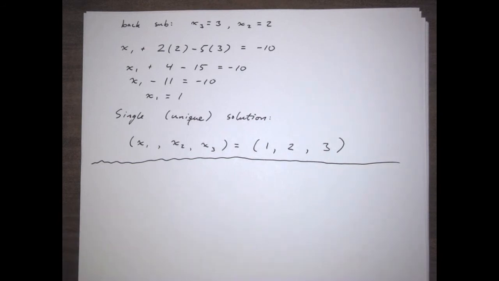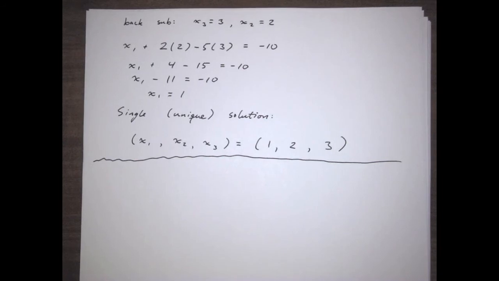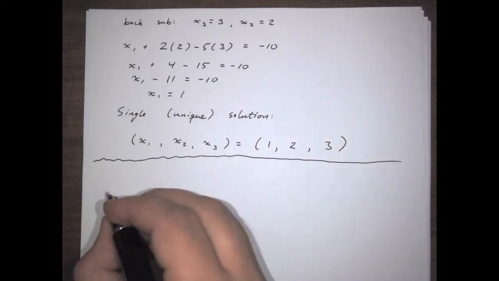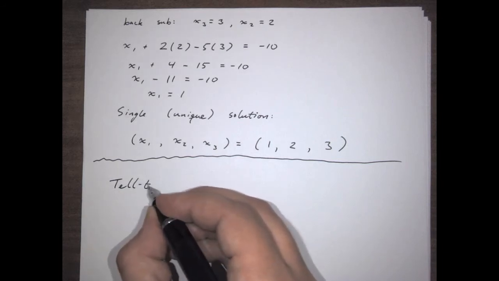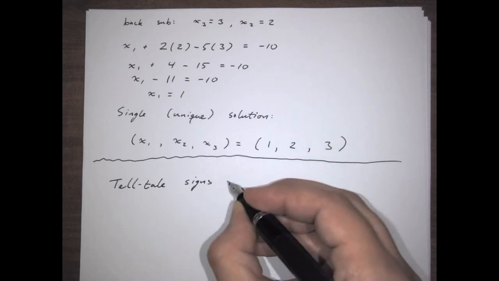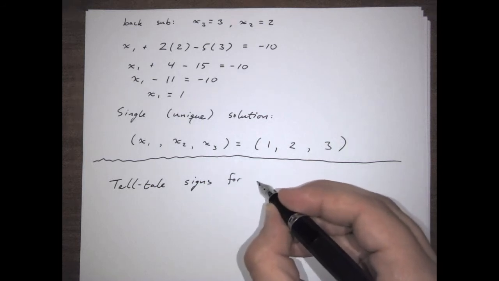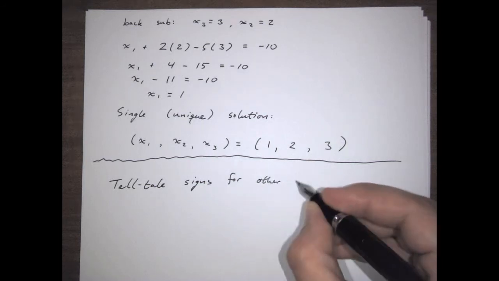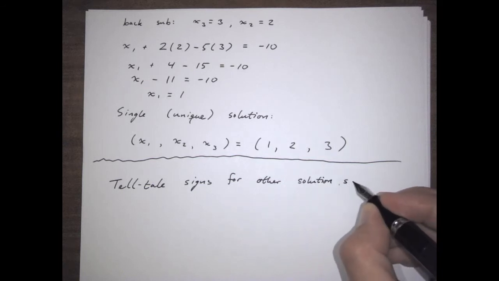Now, what would it have looked like if we were in one of the other 2 possibilities? Because there's no way to tell right now from that what it would have looked like if there was no solution, or if there were infinitely many solutions. So, telltale signs for other solution scenarios.